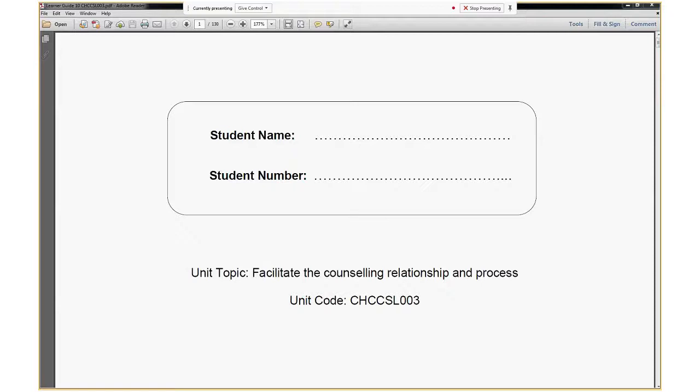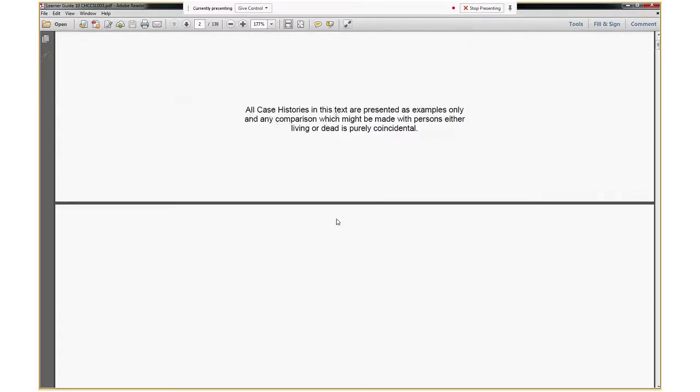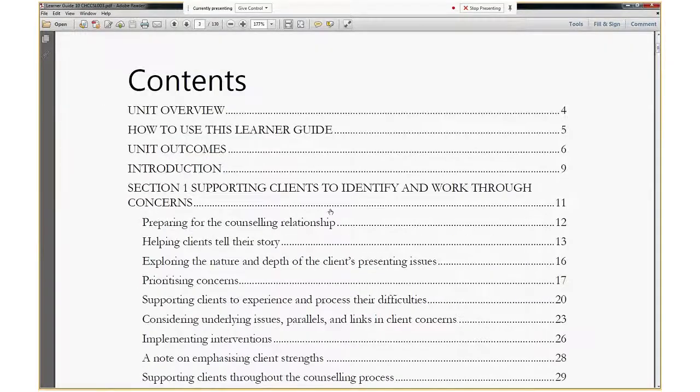Want to discuss in about half an hour today the third unit, is that correct? No, the fourth unit in the Counselling Diploma. It's actually Learning Guide 10, strangely enough. It's CHCCSL003. That's the old 503B for people that are still familiar with the old diploma, facilitating the counselling relationship and process. Now, this unit has a fair bit of material in there, so I'll go through it fairly quick again today just to give you a general overview.